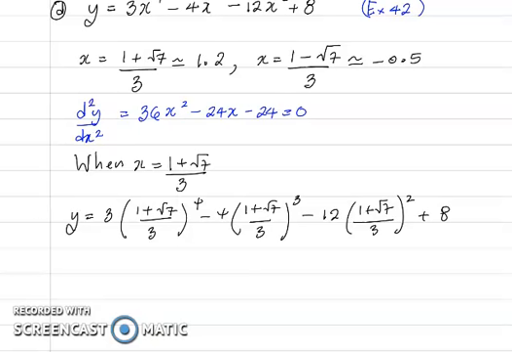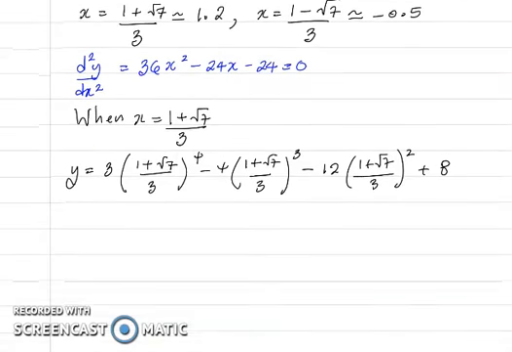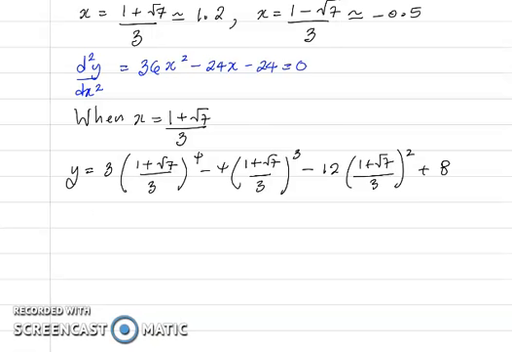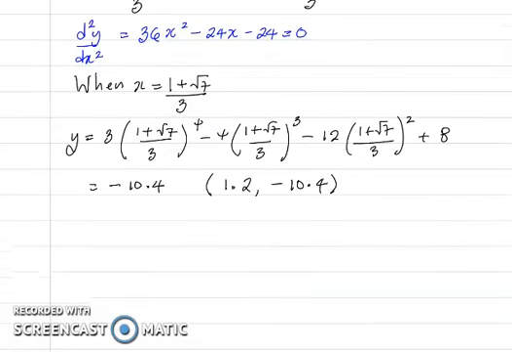And to work that out, all you have to do is put this into your calculator and just press equal. When you work it out, what we end up with is minus 10.4. So 1.2, minus 10.4 is a point on the curve where d2y by dx squared is equal to 0.